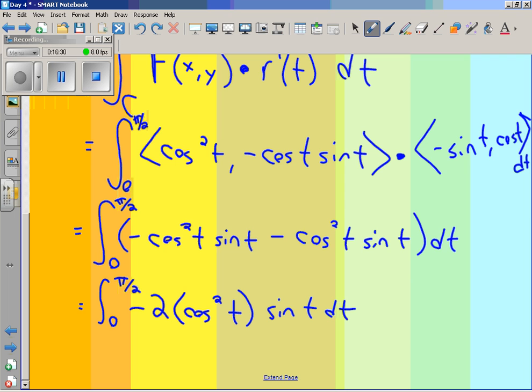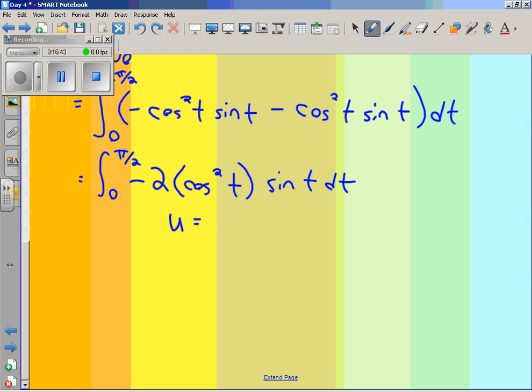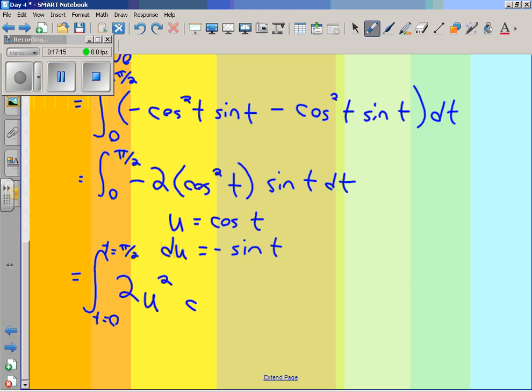What are any ideas about how to carry out that integral? Yeah, we can just do substitution, pretty straightforward. Okay, so what is u going to be? U is going to be cosine of t, so du is going to be negative sine of t dt. And so I think that we're just going to have minus 2u squared du.